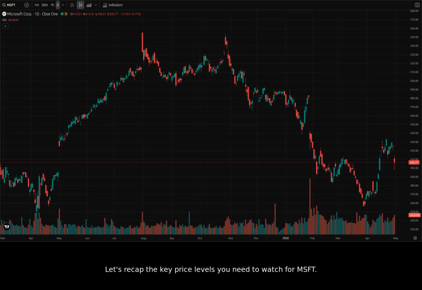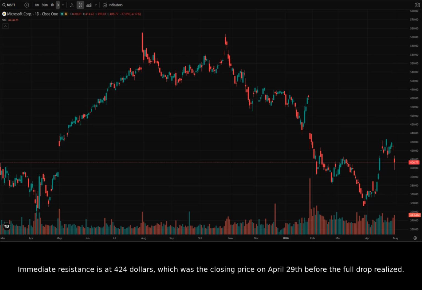Let's recap the key price levels you need to watch for Microsoft. Primary support is at $400, with a secondary, much stronger floor at $370. Immediate resistance is at $424, which was the closing price on April 29th before the full drop realized. Major resistance remains at $445, the failed earnings spike high.